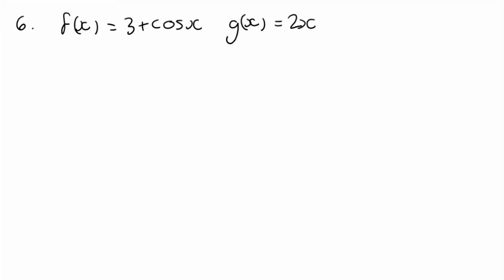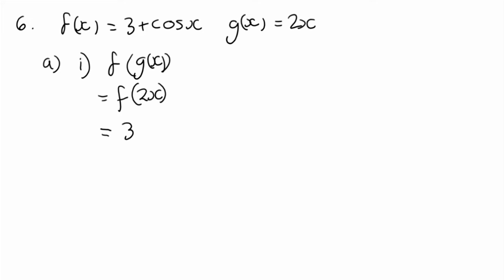Question 6. Okay, we know f of x is 3 plus cos x and g of x is 2x. Firstly, we're asked to find f of g of x. That just means we're going to replace our g of x into the f of x function. So we're going to put the 2x in the f function where we see x.